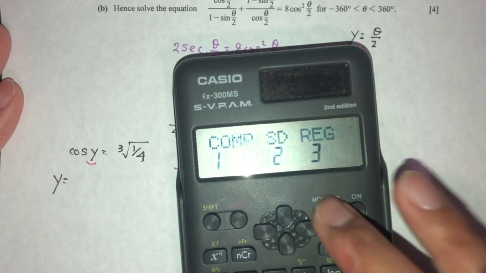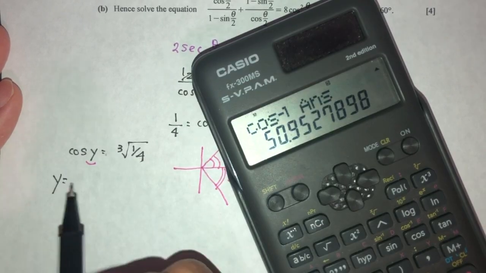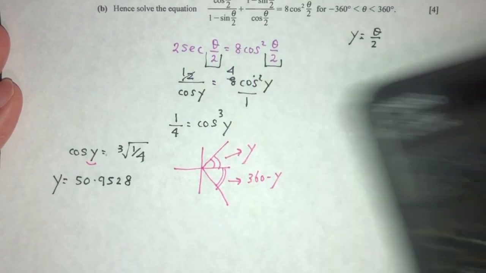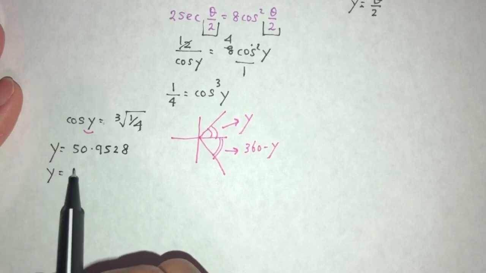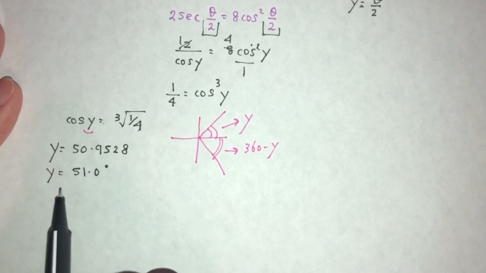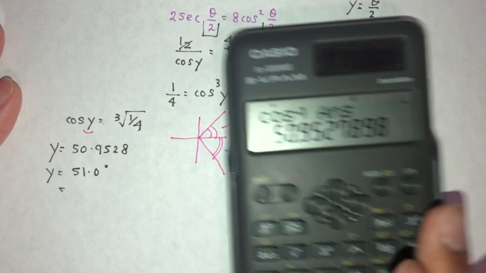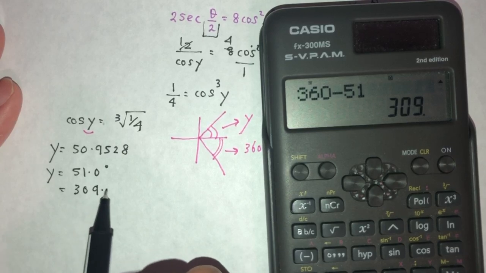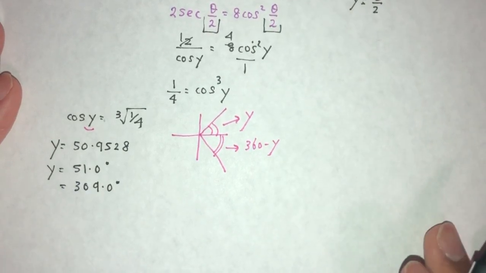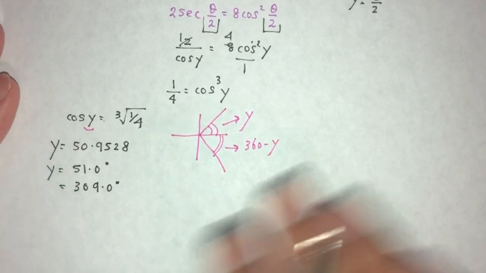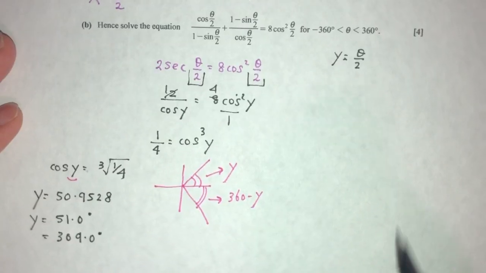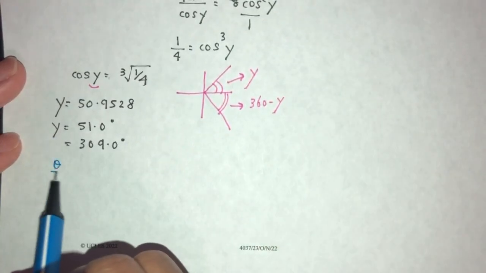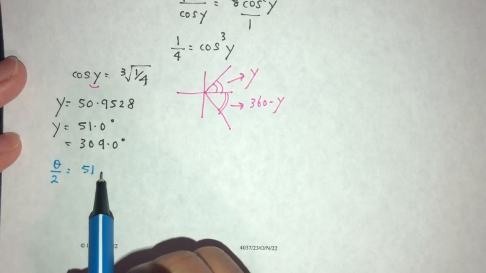Cos inverse in terms of degrees, that should become 50.9528. Now we know this is simply what? 51.0. Therefore, this is the first value, and let's find this value as well. So 360 minus 51, that'll be 309.0. So we have these two possible values for y. Okay, cool. Now, obviously, we don't care about y. We want to find the value of theta, right? So theta over 2, which is y, is equal to 51 and 309.